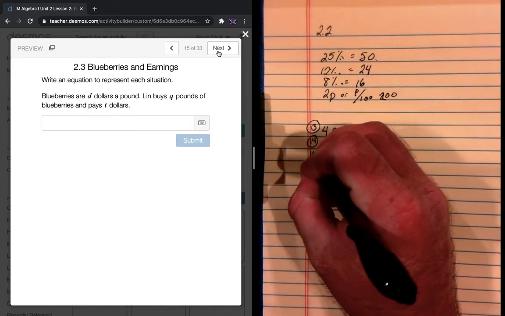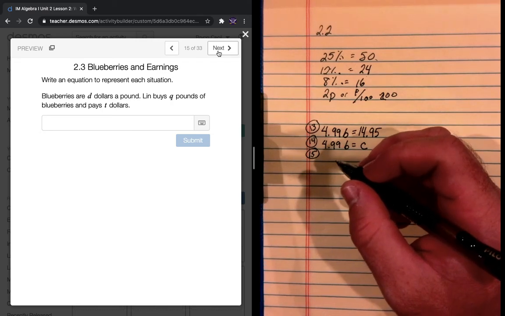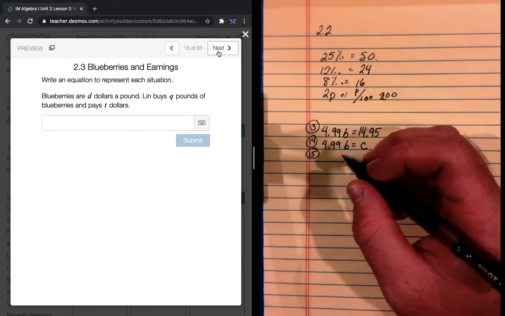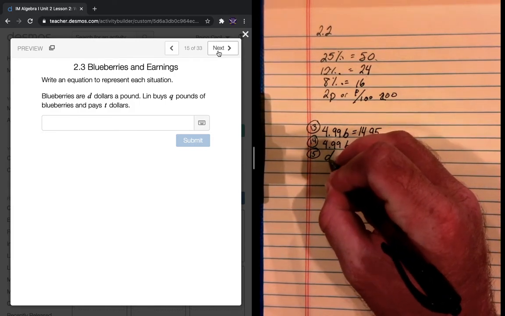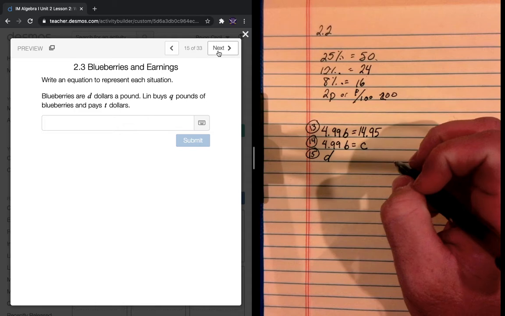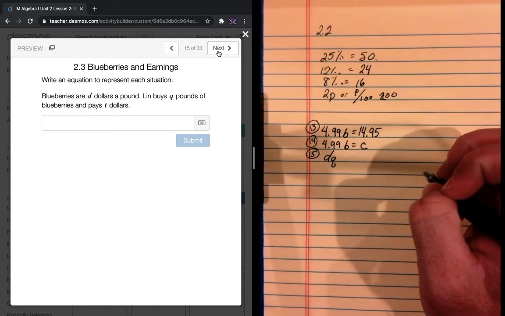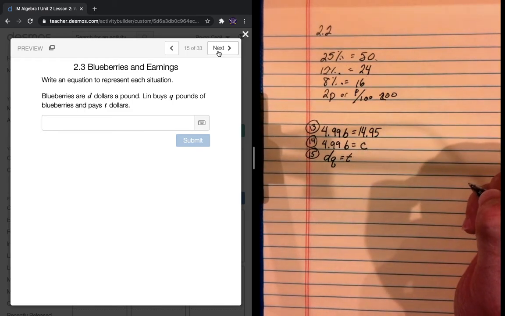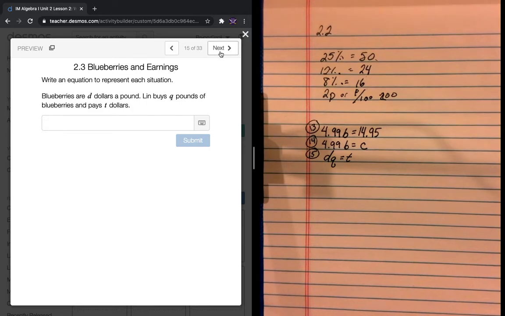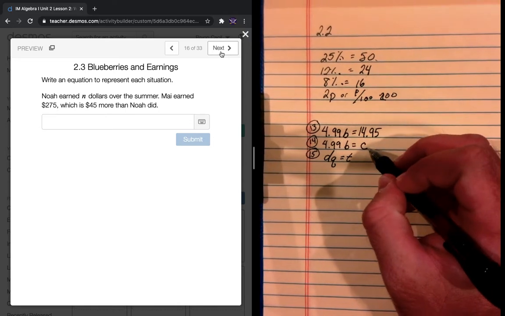On 15, we're going to get even trickier. They're D dollars a pound, and Lynn buys Q pounds of blueberries and pays T dollars. So now we know that we don't know how much they are a pound, that's D. We don't know how many pounds we bought, that's Q. And we don't know how much we paid in total, and that's T. So there's another equation. Now we've replaced it each time with a variable. Here was a variable, now we added 2, now we're at all 3.